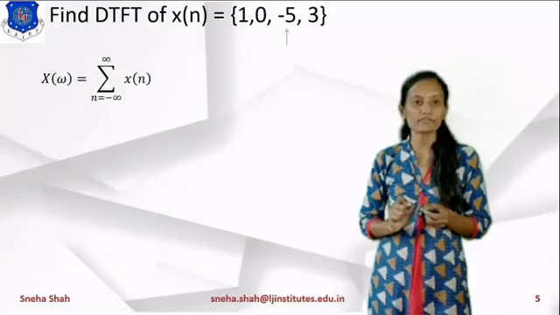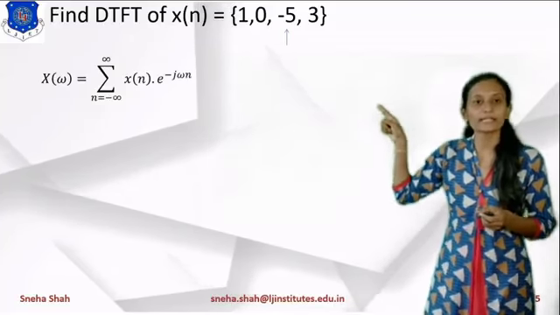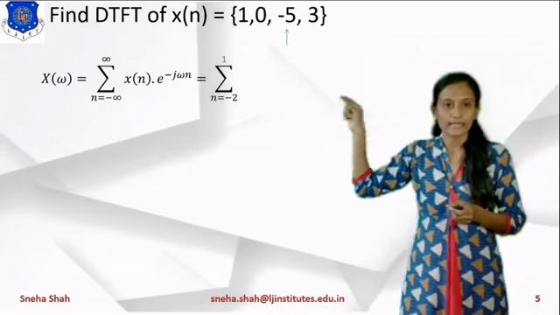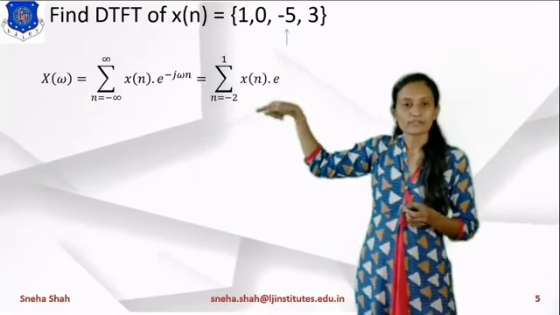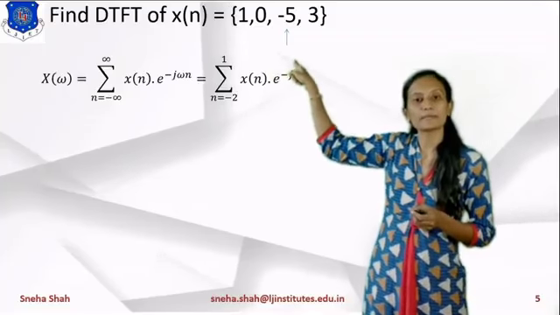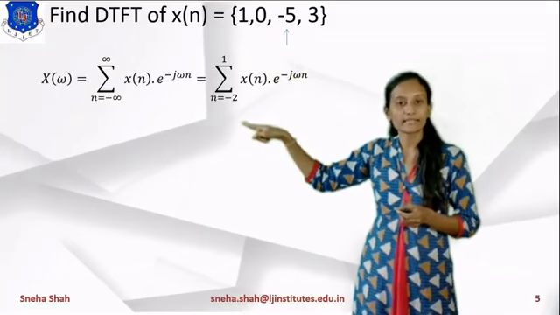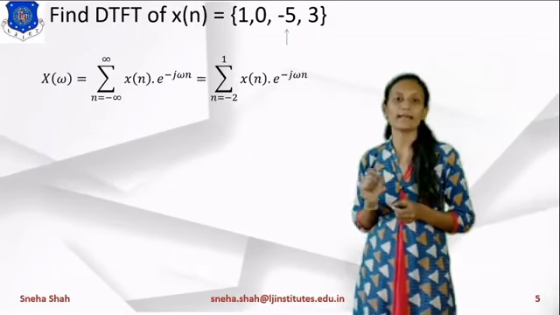DTFT, which is X of omega equals summation n equals minus infinity to infinity x of n into e raised to minus j omega n. In this we'll be converting this in the form of range minus 2 to 1, because as I have explained, this range will be minus 2 to 1, right? So the term will be like this: summation n equals minus 2 to 1 x of n into e raised to minus j omega n.